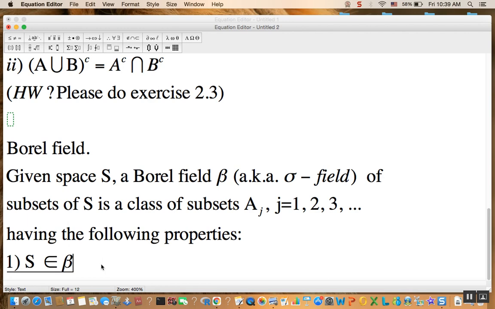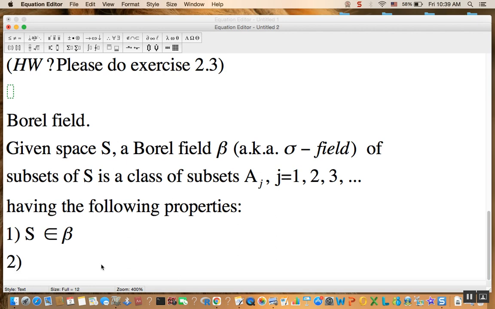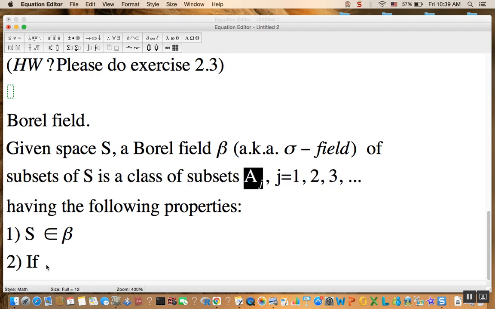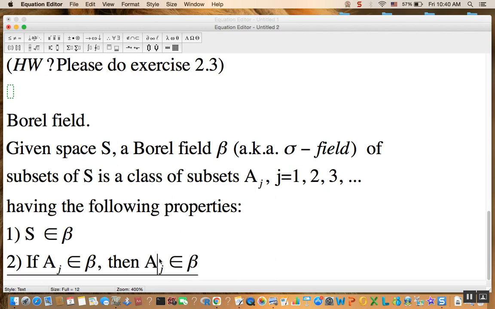The Borel field. The second property is that if an event AJ belongs to beta, the Borel field, then its complement, AJ complement, will be in beta, the Borel field. Okay, so if AJ is in beta, then its complement will also be in beta, the Borel field.